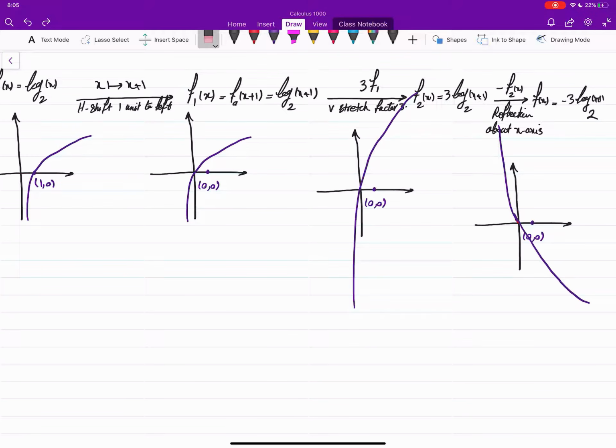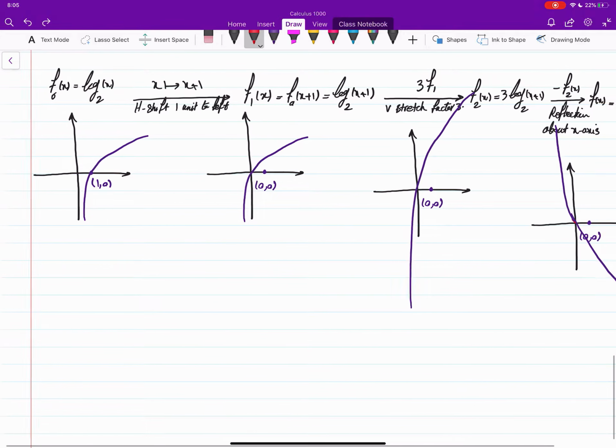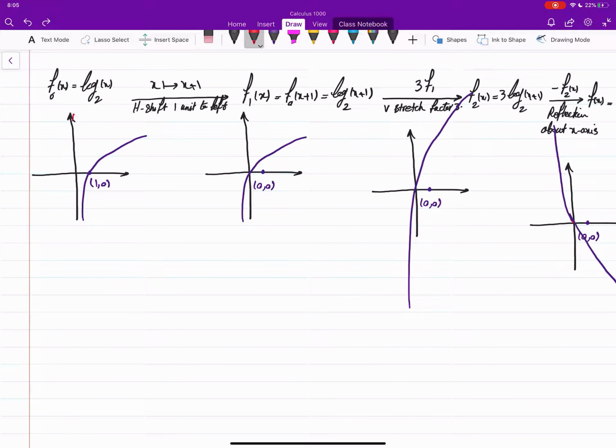So the important thing is that you try to see what is going on. By the way, the vertical asymptote you can also track. This is x equal to 0. Here we go to x equal to -1. A vertical asymptote, the vertical stretch won't change that, so this will still be x equal to -1. And then the reflection about the x-axis also gives us the same thing. So that was another example, and we did some work with the log functions.